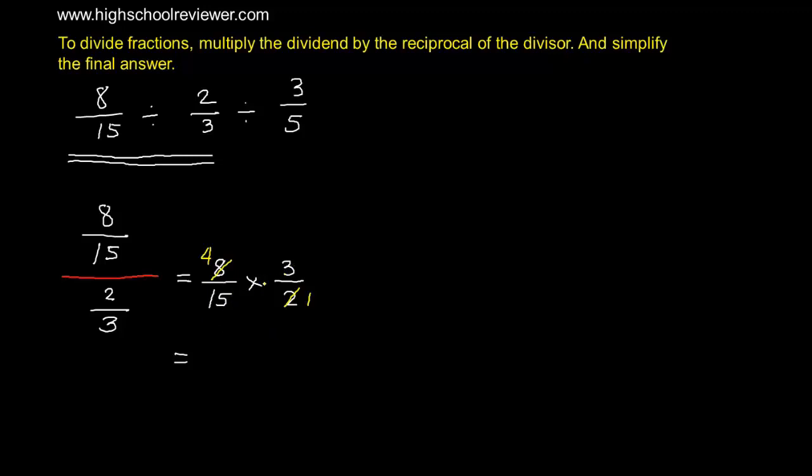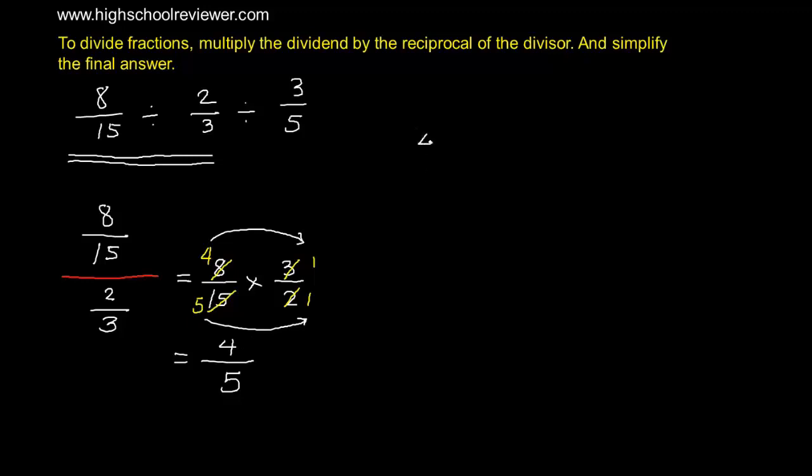3 and 15, we can divide them also. 3 is common between them, so we will divide them by 3. 3 divided by 3 is equal to 1. 15 divided by 3 is equal to 5. And we can now multiply all the numerators, and we can also multiply all the denominators. 4 multiplied by 1 will be equal to 4, and 5 multiplied by 1 will be equal to 5. We cannot simplify this anymore, so we can now proceed with dividing this by 3 all over 5.